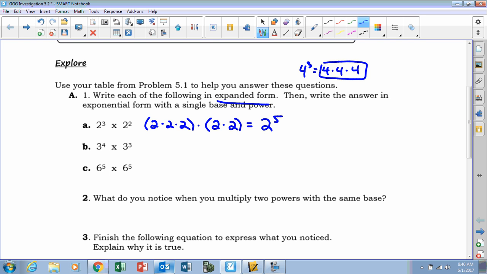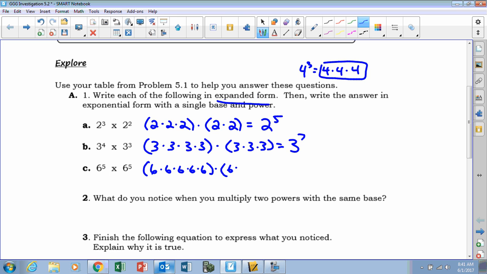We're going to do a couple more of these before you see if you see a pattern. So here you see 3 to the fourth power. So that's 3 times 3 times 3 times 3, right? And we're going to multiply that by 3 3's. So how many 3's do you see there? 7. Okay. Again, see if you can see the pattern. Well, the bottom one, we got 6 5's and 6 5's. So how many 6's do we have? 10.